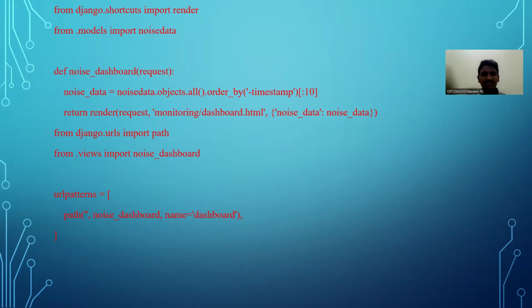Briefly, this Django app records noise level at different locations. The model stores locations, noise level in dB, and the timestamps. The view fetches and displays the latest 10 noise records, and the URL mapping connects the dashboard view to the root URL.